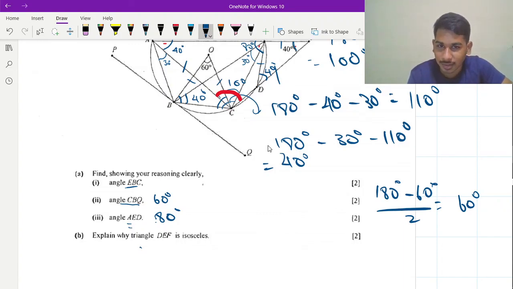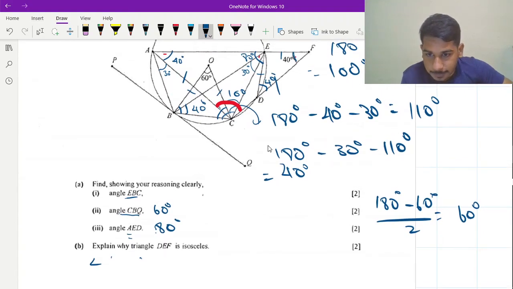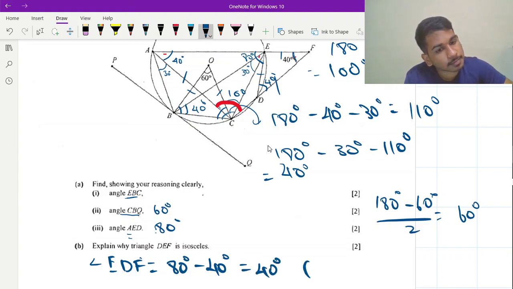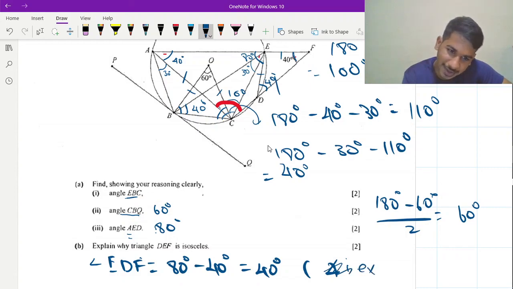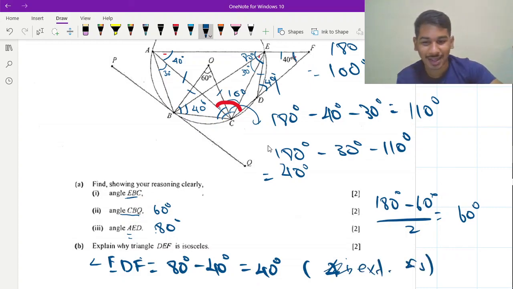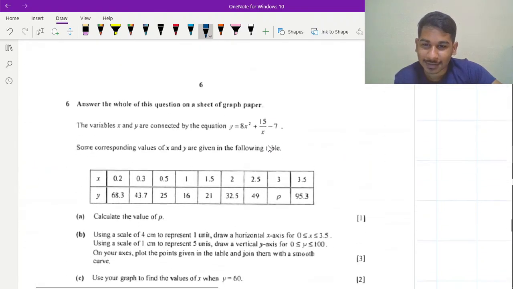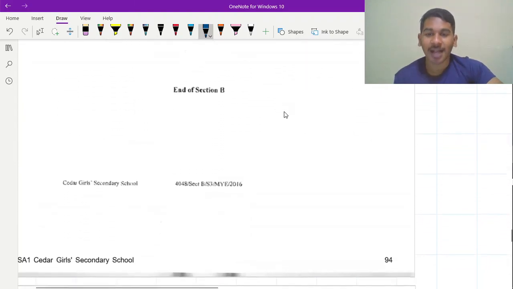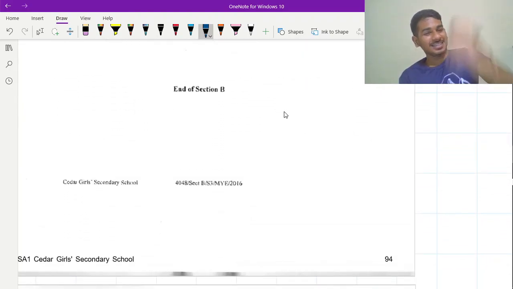Therefore, let's actually write it down. Angle EDF is equal to 80 degrees minus 40 degrees, which is equal to 40 degrees. The idea is exterior angles. I don't know guys, I forgot all the reasonings. I'm going to skip the graph. And we're done. Yes! I gotta pause.